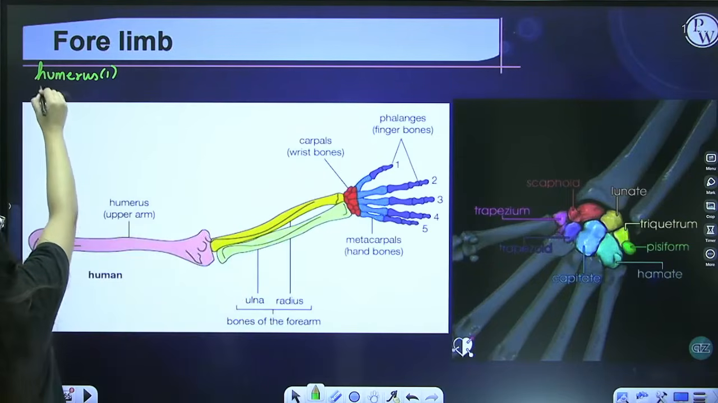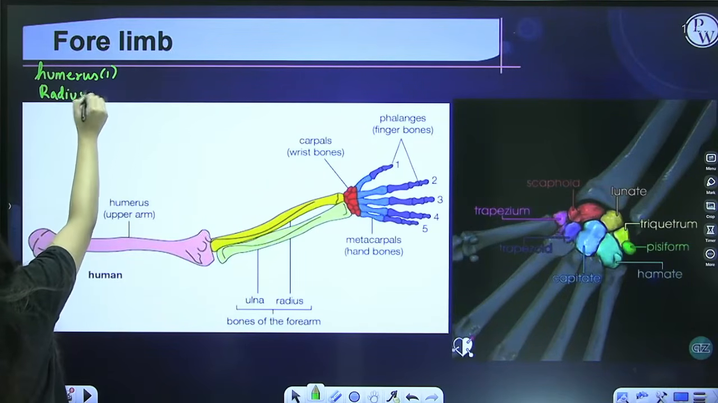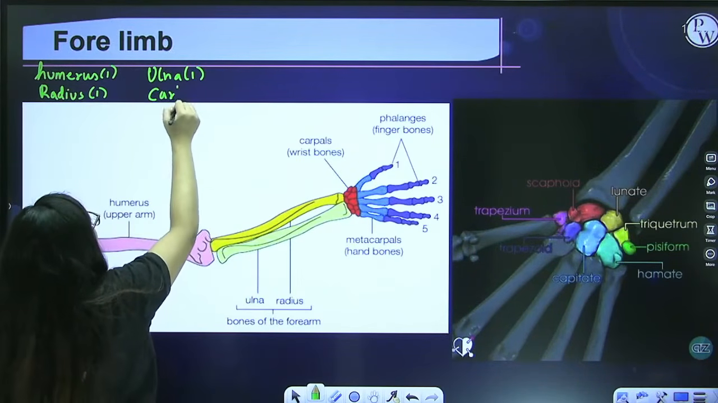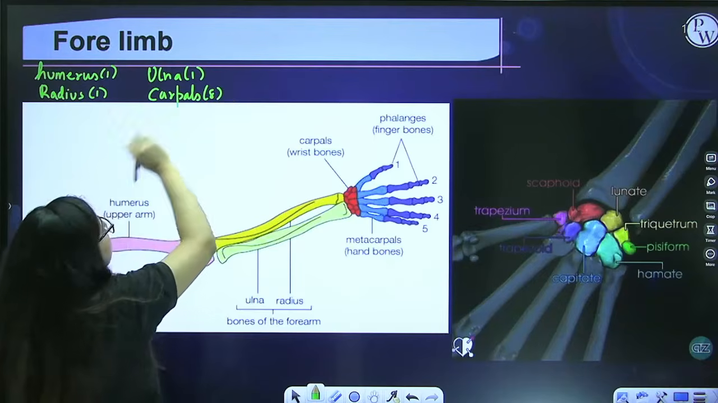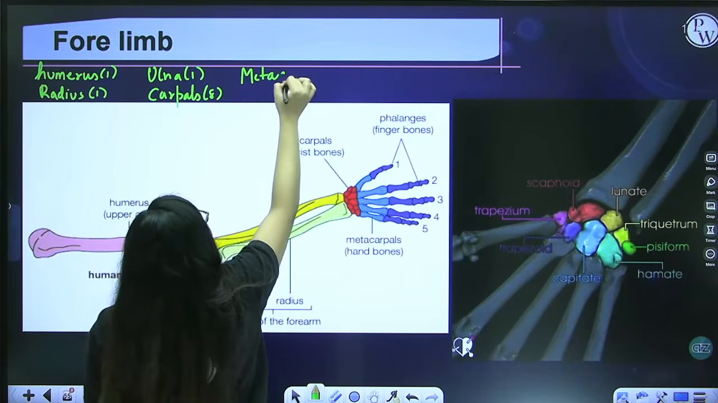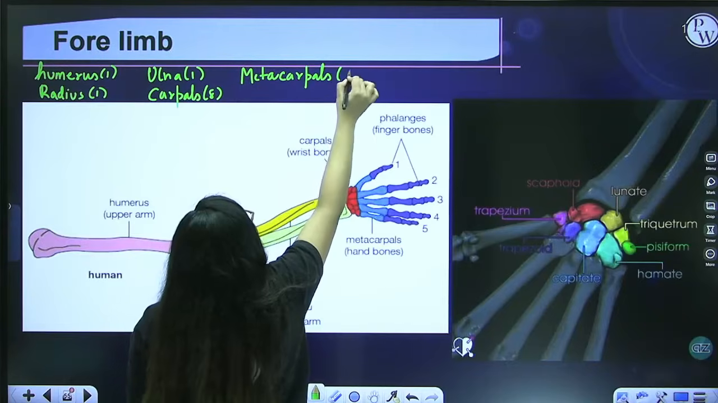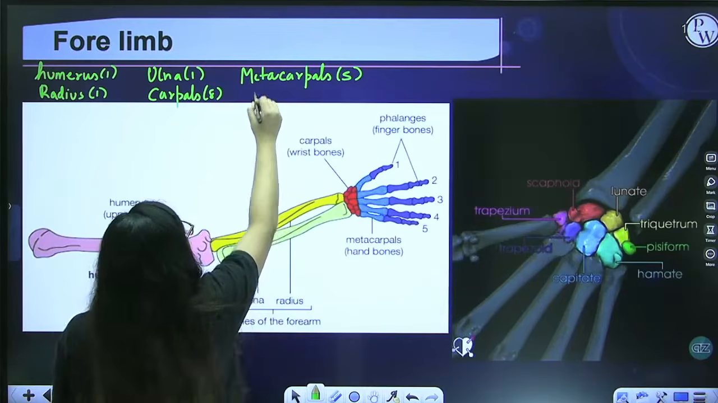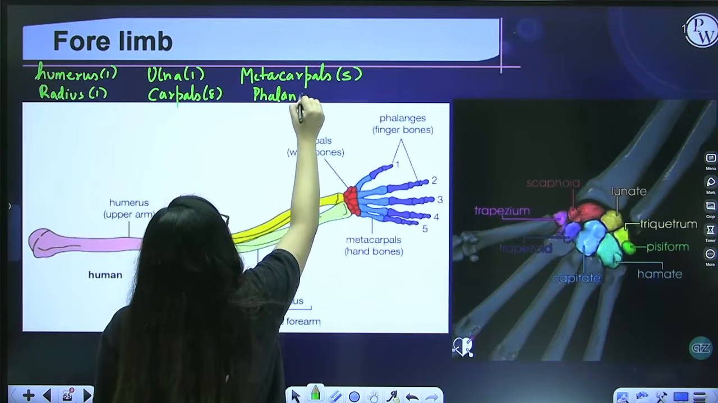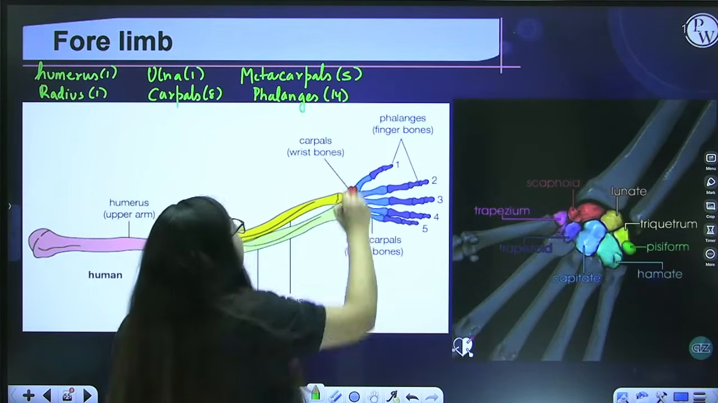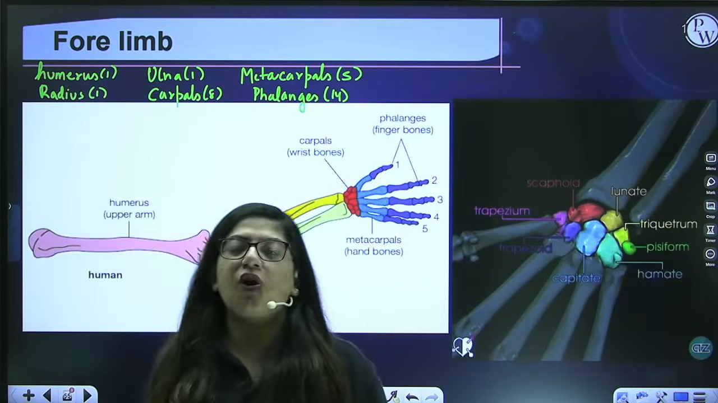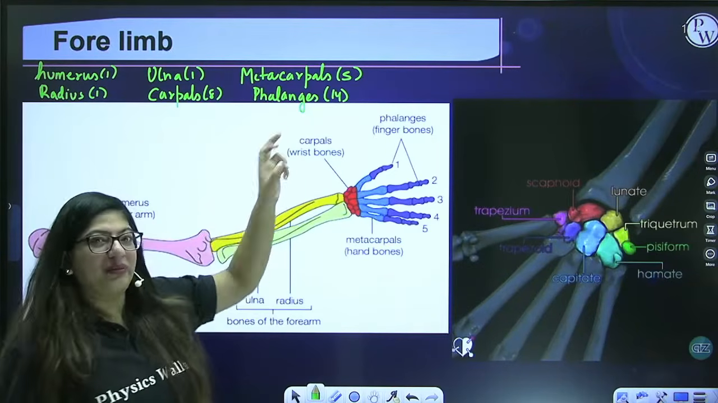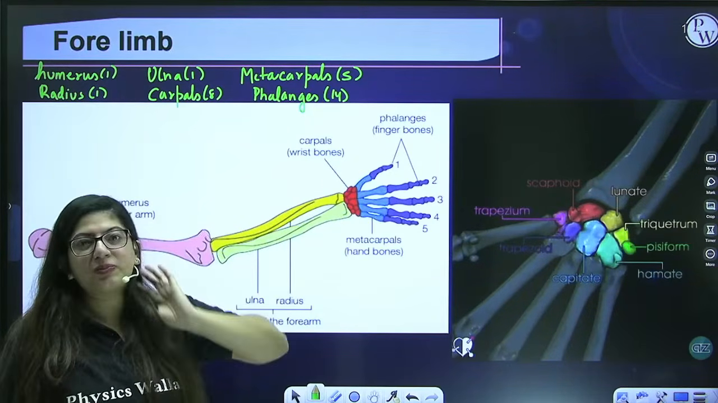So we have 1 humerus, 1 radius, 1 ulna, a total of 8 carpals which are present in the wrist, and metacarpals which are present in the palms. How many metacarpals? 5. Why? Because they all emerge towards your fingers. You have 5 fingers. And phalanges, 14. F for phalanges, F for fingers, and F for 14. This is how we speak. I'm not talking about the spelling. Though it is written with a P, you say it with an F. This is how its pronunciation is.